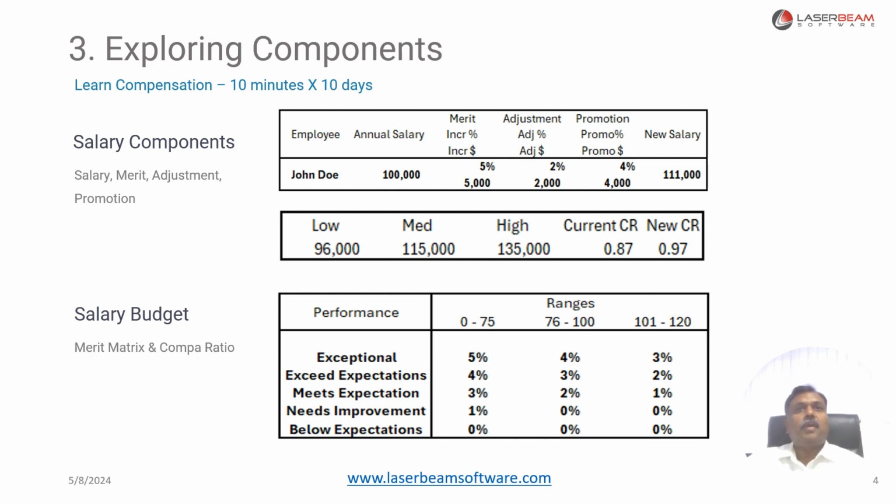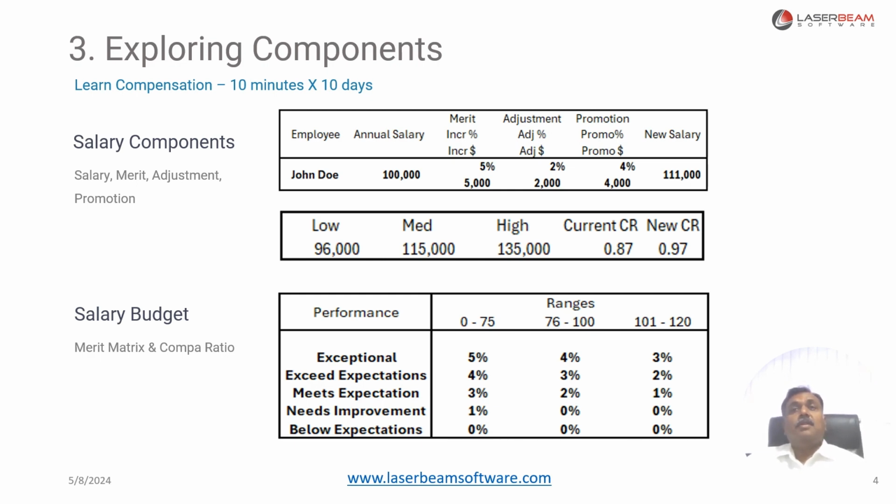So we've got our friend John Doe, and John's salary is about 100,000. And then there are three different increases John is going to get for the work he has done. He's getting a 5% increase on his work based on his performance. So he gets a 5,000 increase for the merit component. Against 100,000, you get a 5,000 increase.